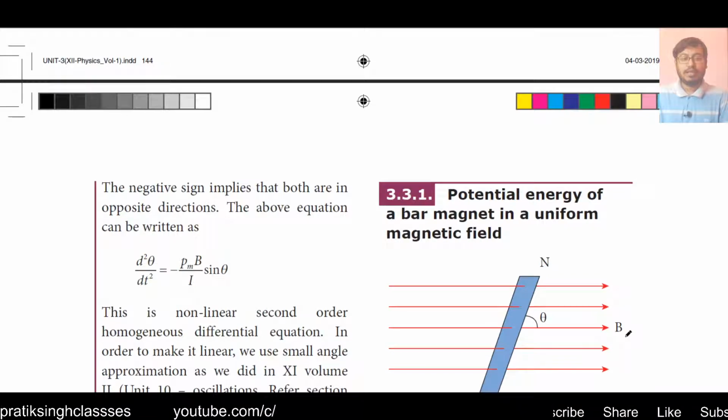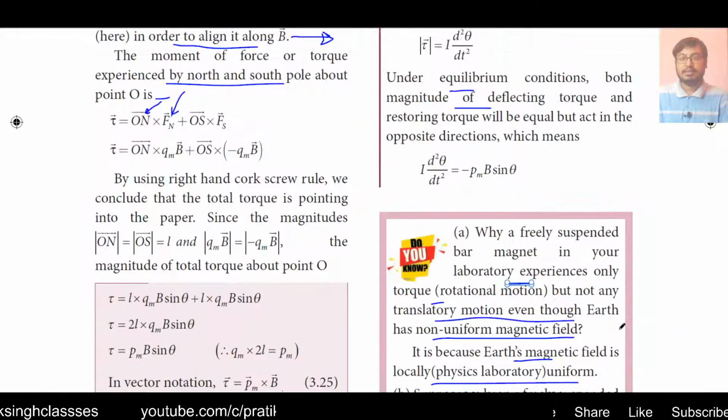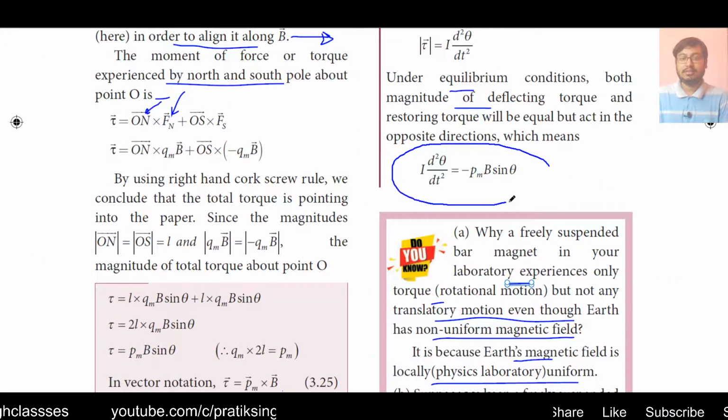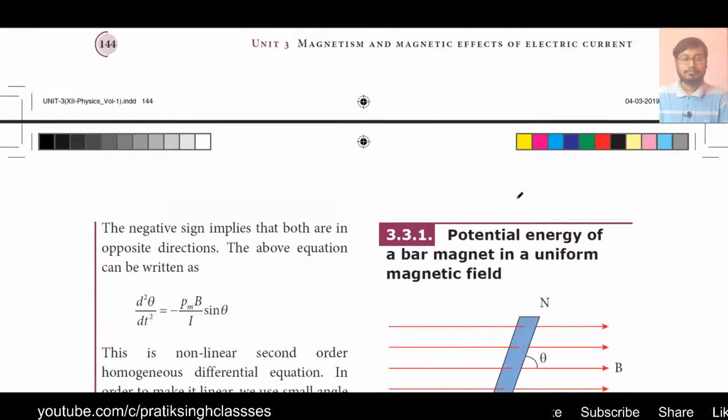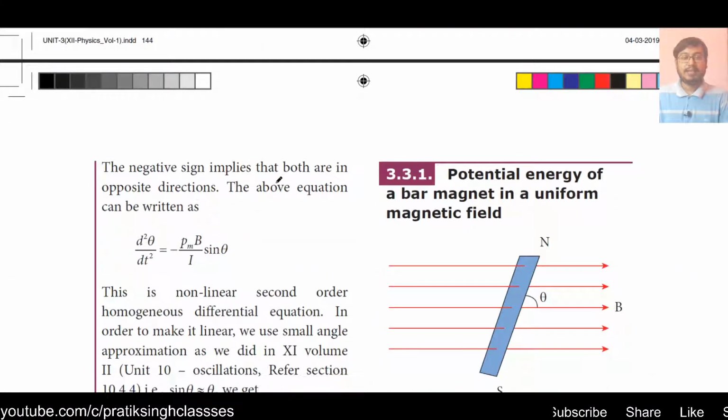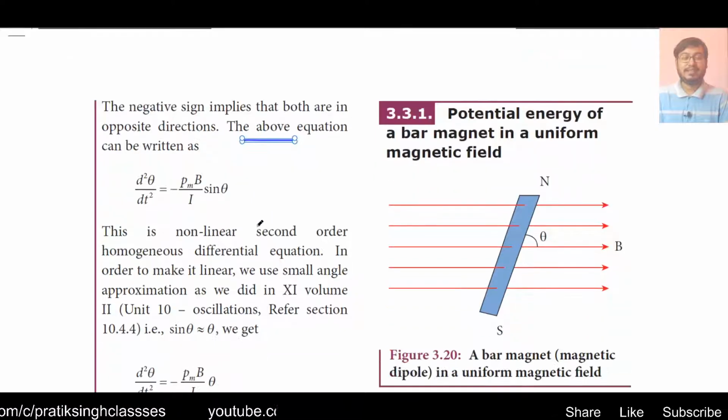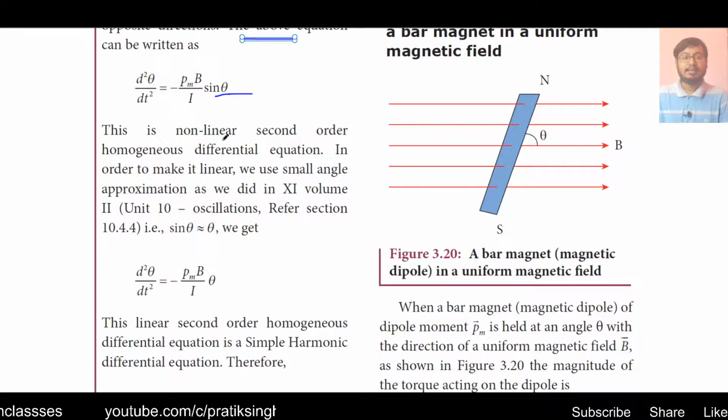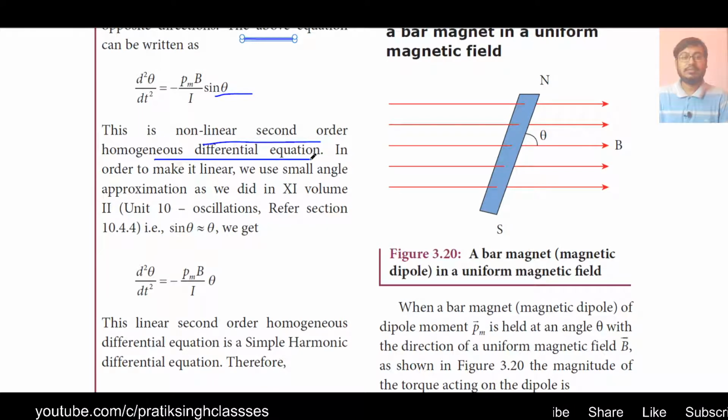Here in this equation, I d2θ/dt² = −PmB sinθ, the negative sign implies that both are in opposite directions, and the above equation can be rewritten as d2θ/dt² = −(PmB/I) sinθ. This is a non-linear second order homogeneous differential equation.